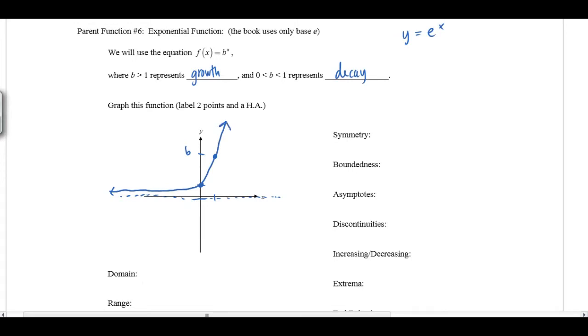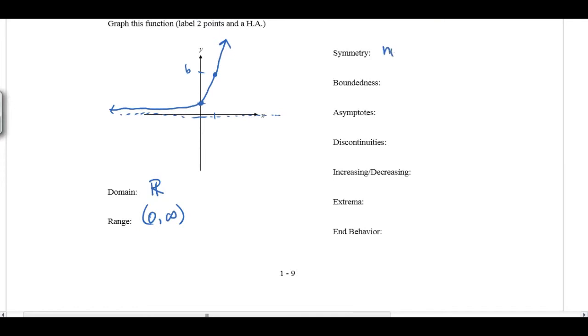And so if we go ahead and take that, our domain looks like all reals. Our range is everybody bigger than 0 but not including 0, so be careful. Our symmetry, we do not have any symmetry. We are bounded below, and you can see the vocab is really kicking in from last section. There's an asymptote. Heck yeah, there's a horizontal asymptote at y equals 0. Discontinuities, there is none. It is increasing all the time. Therefore, it doesn't have any extrema.